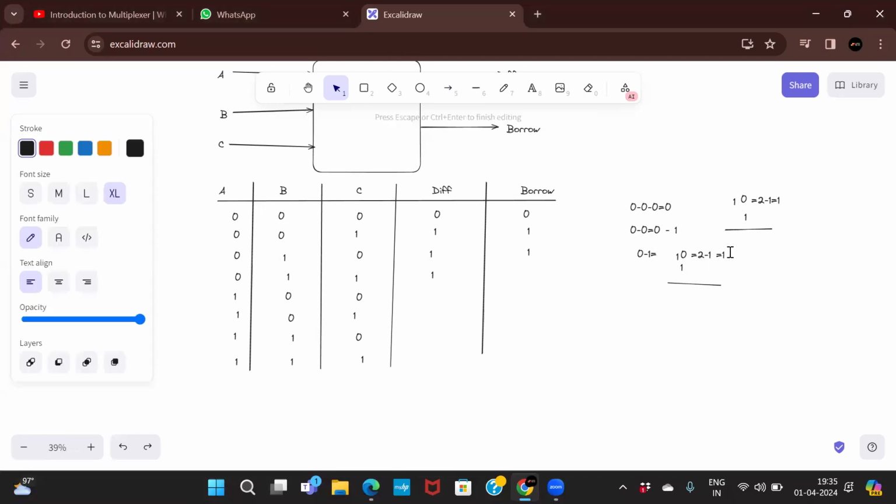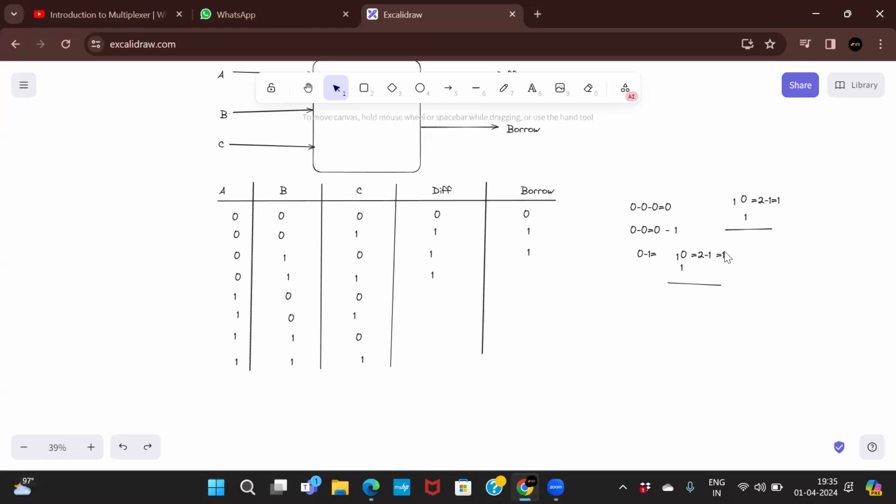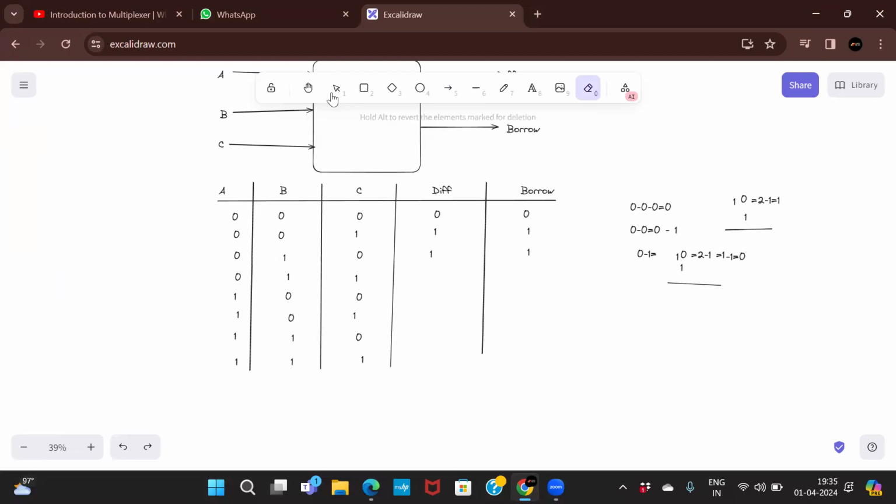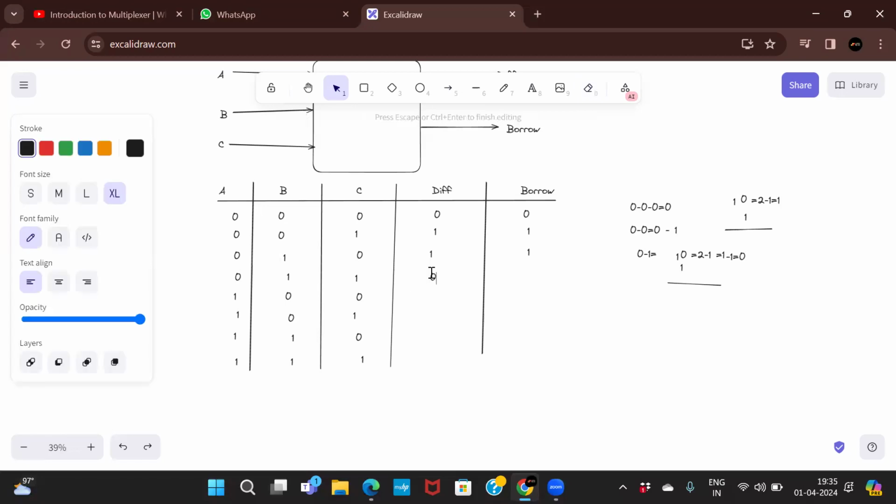Again we have 1 minus 1, and 1 minus 0. What is 1 minus 1? 0. So this becomes 0. And we take one borrow, it is 1. Simple, right? I hope you understand this. 0 minus 1 is not allowed, so for that we are taking one borrow, that is 1.